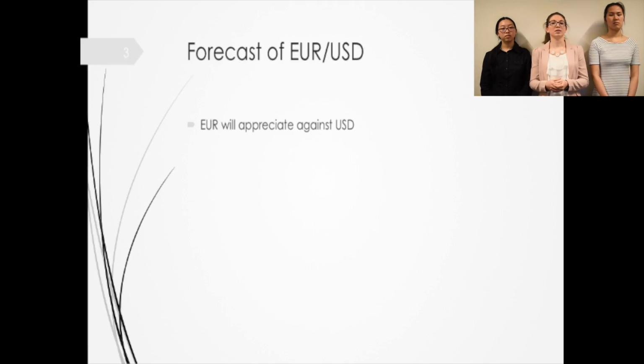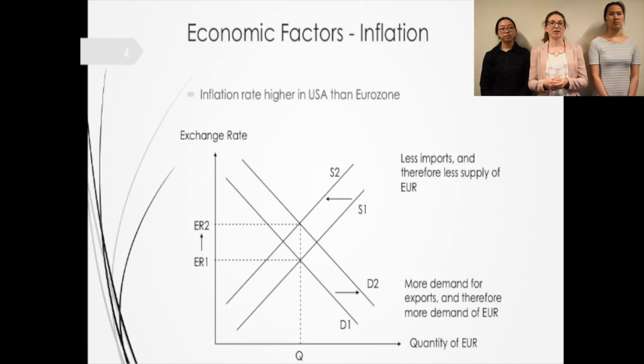In our supply and demand diagram, we will show you now the effect of that. So a lower inflation rate in the Eurozone means that there will be less import from the United States because it's cheaper to buy domestically, and therefore there will be less supply of the euro. On the other hand, it also means that there will be more demand for exports and therefore more demand for the euro because it's cheaper to buy from the Eurozone than in the United States. Which means that our exchange rate moves from ER1 to ER2, which is an appreciation of the euro.